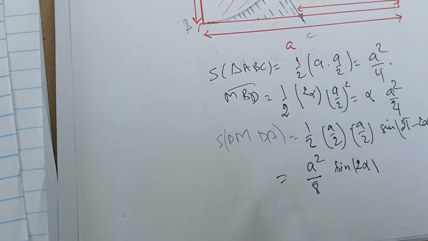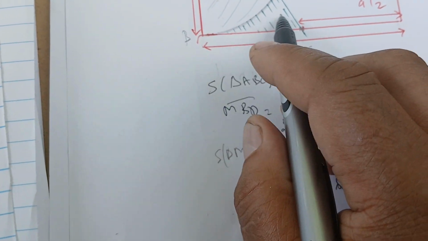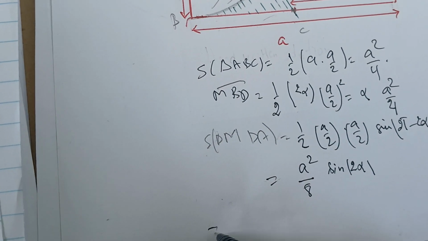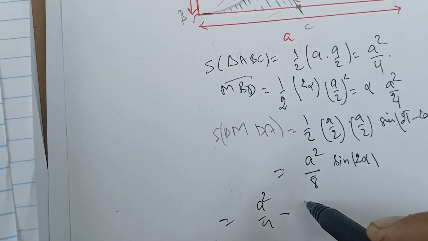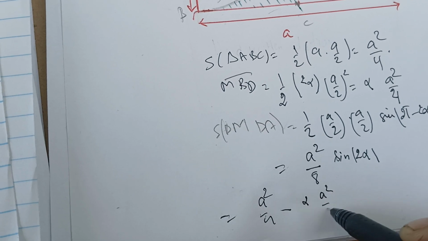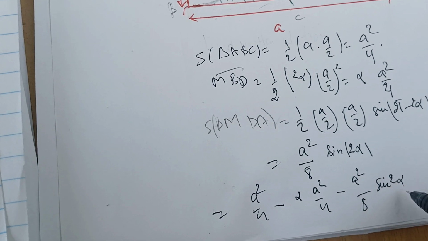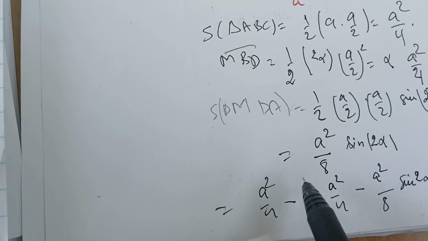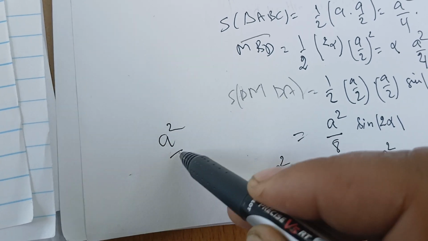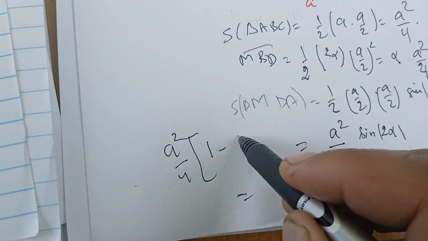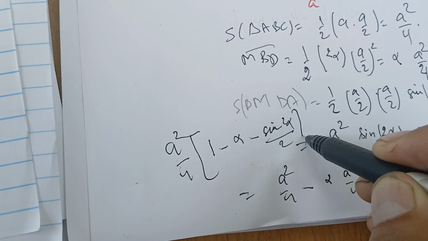Okay. So now I have everything. So the shaded area here is going to be the area of the triangle, which is a squared over 4, minus the area of the sector, which is alpha a squared over 4, minus a squared over 8 sine 2 alpha. So I can factor out a squared over 4. So I have the area is a squared over 4 times 1 minus alpha minus sine 2 alpha over 2.